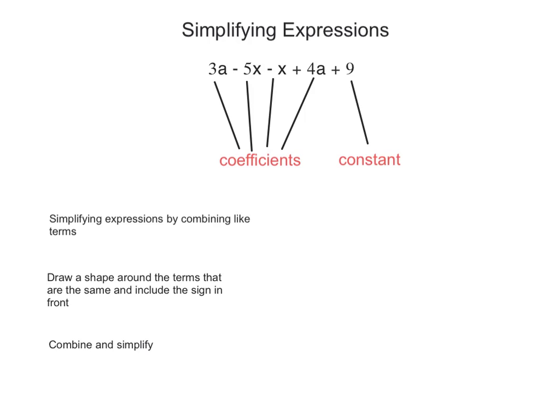Next, let's look and see the terms that are similar, that look the same. So we have a 3a and we have a 4a. We're going to have to combine those terms as we would combine the 5x and the x. But before I continue, I'd like to rewrite this expression and draw shapes around the terms that are the same. And notice that when I do that, I'm going to include the sign in front.